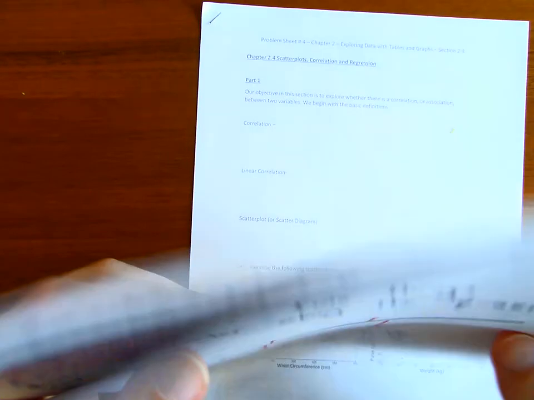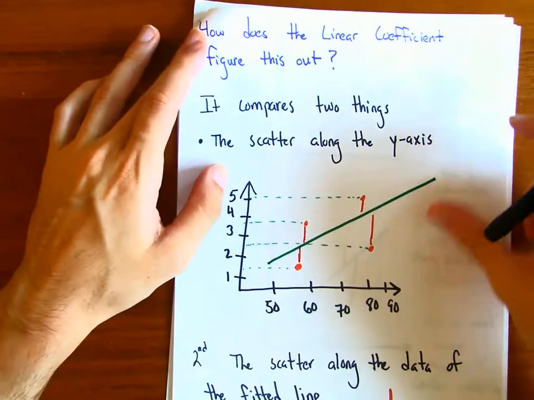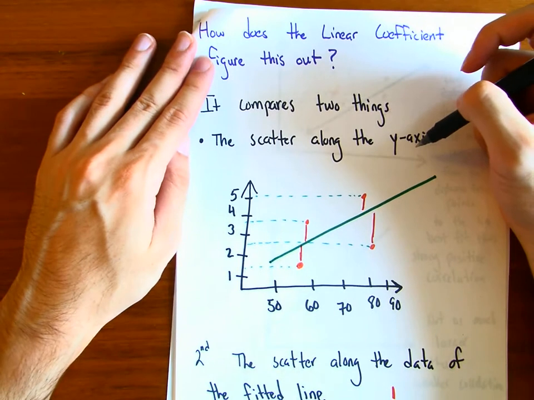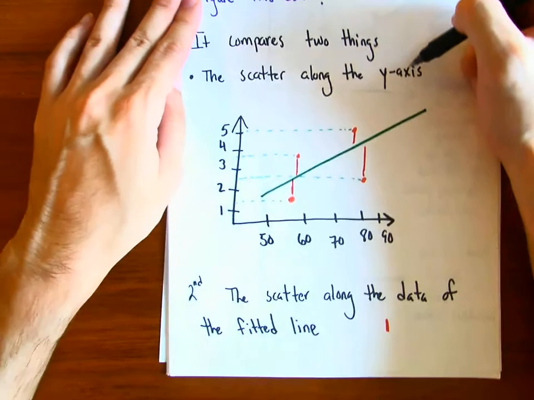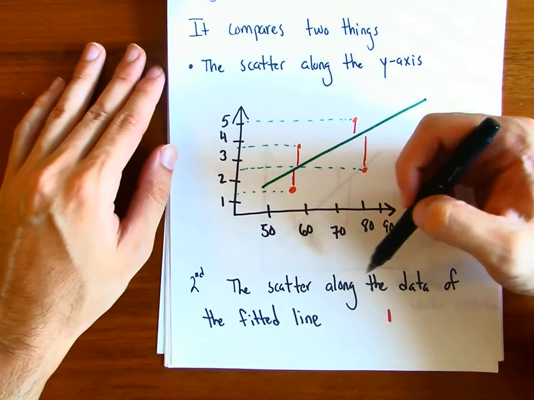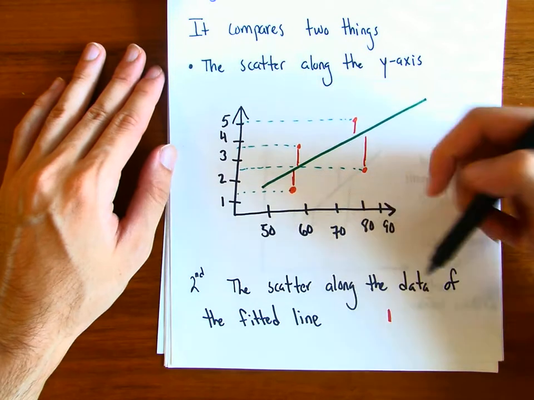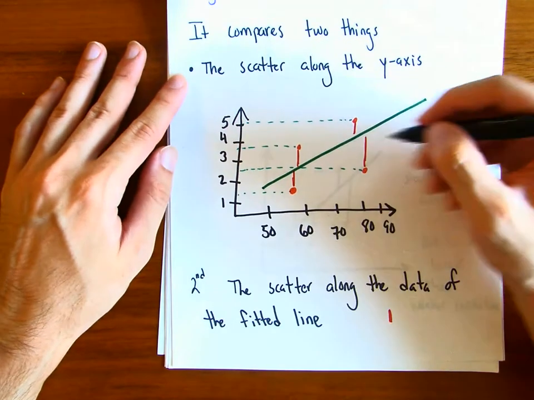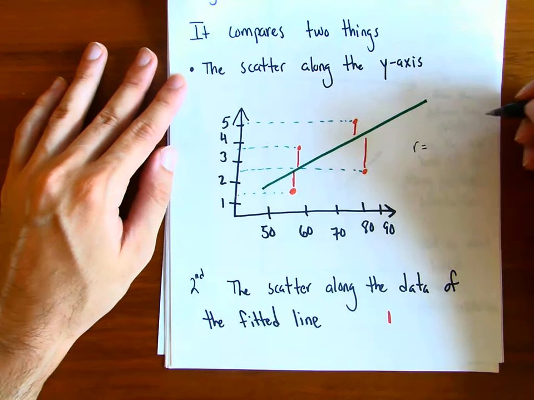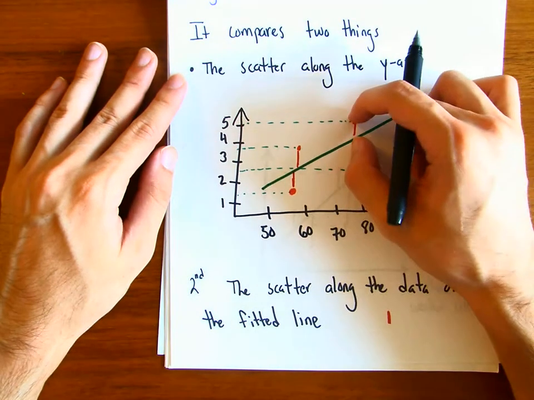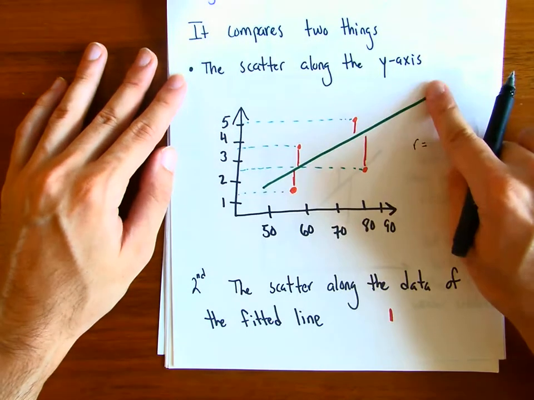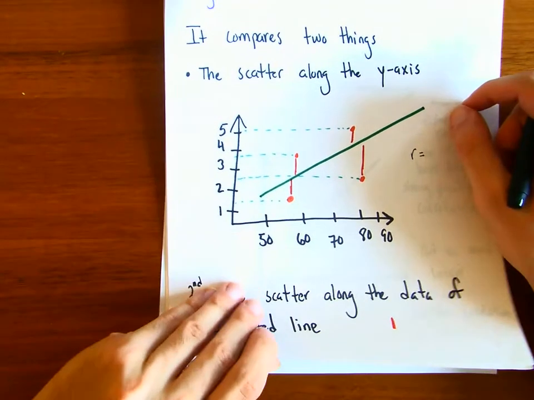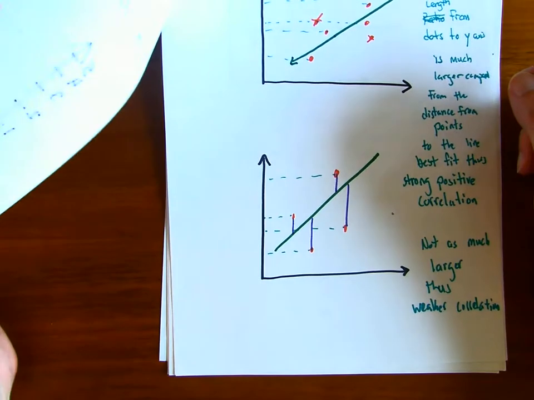So how does the linear correlation figure this out? It compares 2 things: the scatter along the y-axis, and the scatter along the fitted line. So the way R is calculated is by how close the data values are to the line that best fits, whether it's a positive or negative slope.